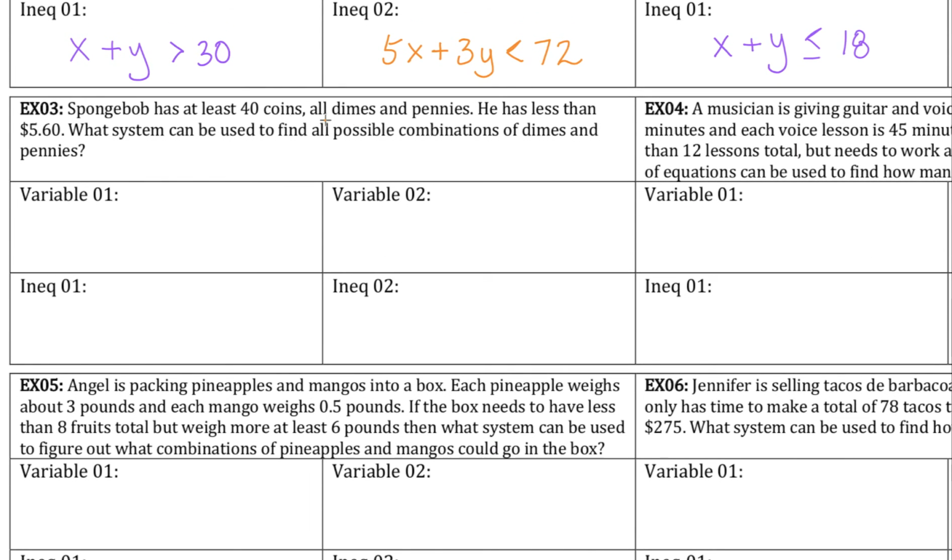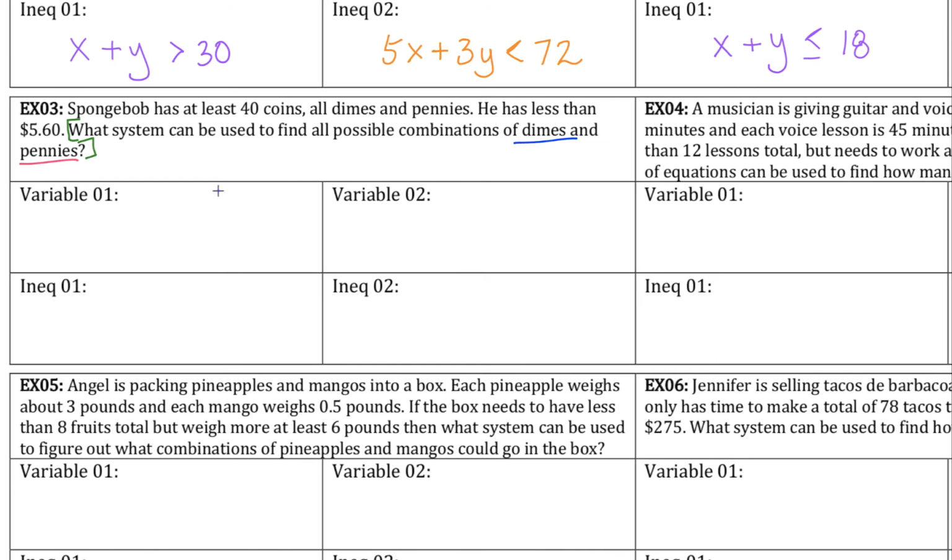So SpongeBob has at least 40 coins, all dimes and pennies. He has less than $5.60. What system can be used to find all possible combinations of dimes and pennies? So we will do dimes, pennies. Oh, that's all it says, right?